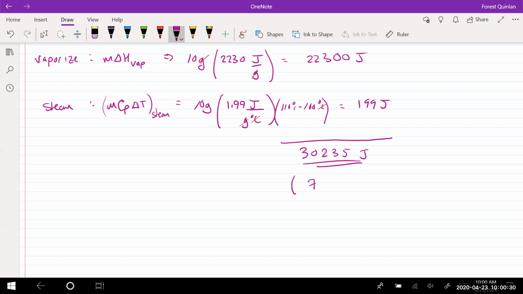Should be in the 7,000s. 7,222.89. So 7,223 calories. That's a lot of calories. Now, keep in mind that's technically 7,223 calories, quote, calories, not what you and I would think of as nutritional calories, right? Because those calories are actually kilocalories.